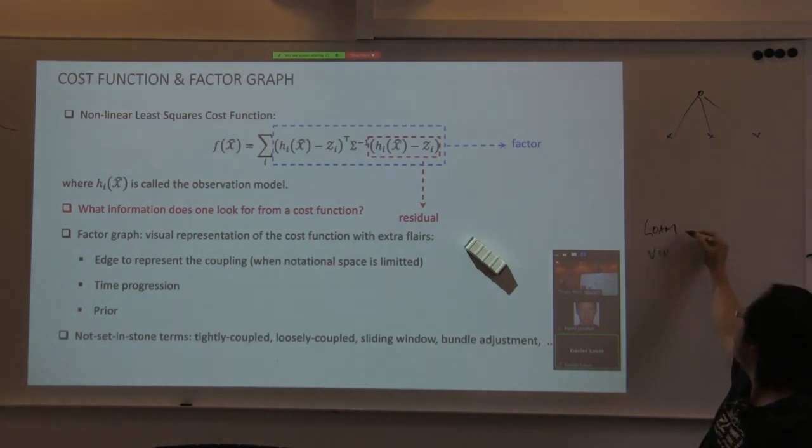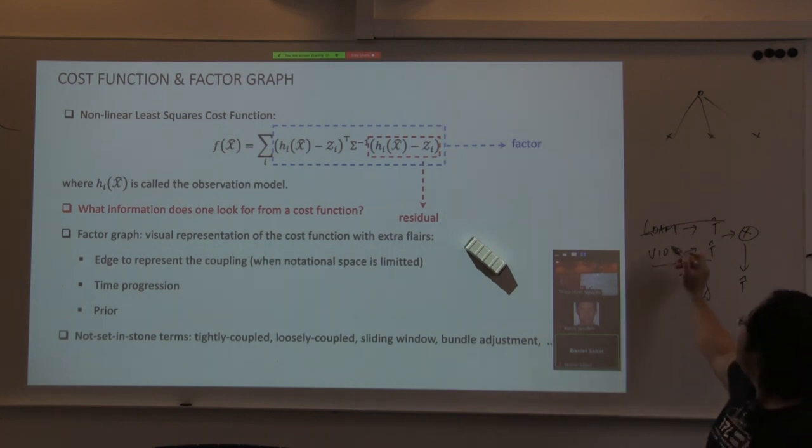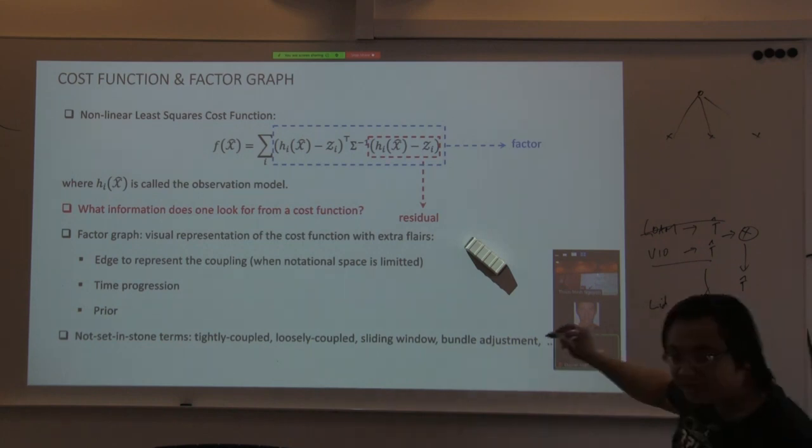So you have LiDAR odometry and then you have VIO, and then you may have some position estimate, right? And then you have some position estimate, and then you do some logic here to give you the final position estimate. Lose this one, then this one still can sustain. It's still a measurement. It's very loosely coupled.